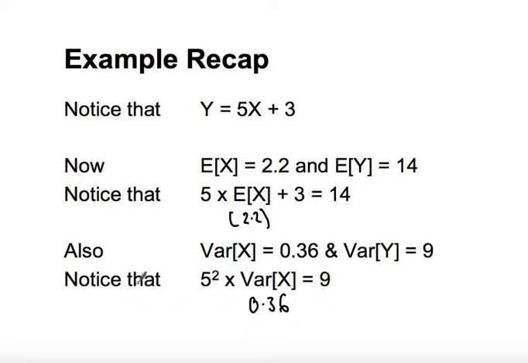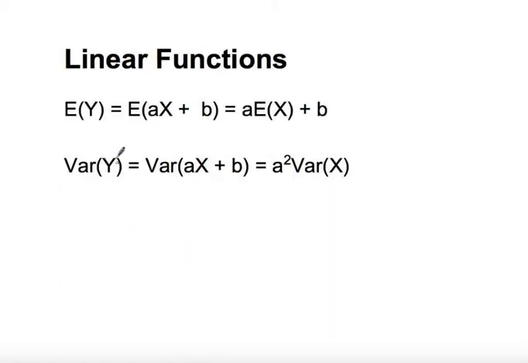That means we can make the following statements regarding linear functions. For linear functions, if y is defined, and we really should have included this as ax plus b, then the expectation of y is equal to the expectation of ax plus b, which is equal to a times the expectation of x plus b. The variance of y is then equivalent to the variance of ax plus b, and that's calculated by doing a squared times the variance of x. So just a couple of examples left now because we nearly covered everything. Let's have a look at how we could use this.